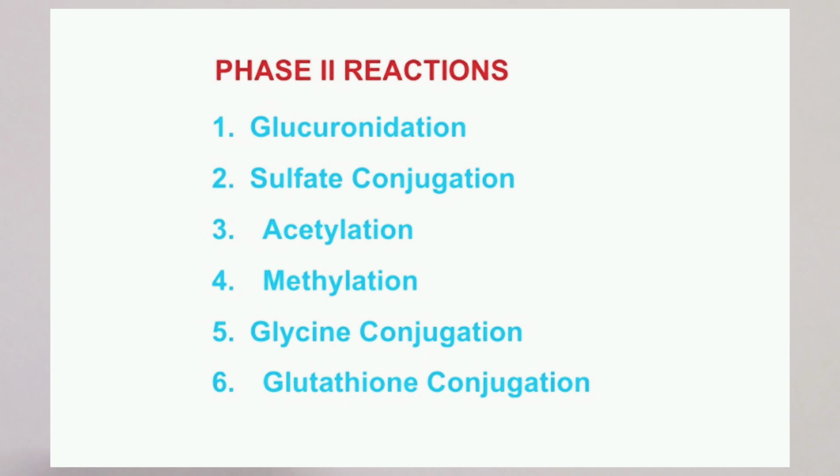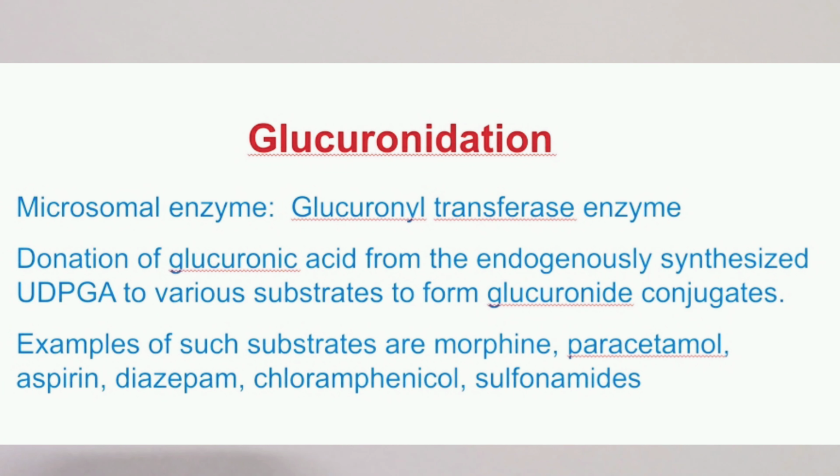Glucuronidation is catalyzed by a microsomal enzyme known as glucuronyl transferase enzyme. Here, there is donation of glucuronic acid from the endogenously synthesized UDP glucuronic acid to various substrates to form glucuronide conjugates so that these are eliminated through the kidney. Examples of such substrates are morphine, paracetamol, aspirin, diazepam, chloramphenicol and sulfonamides.